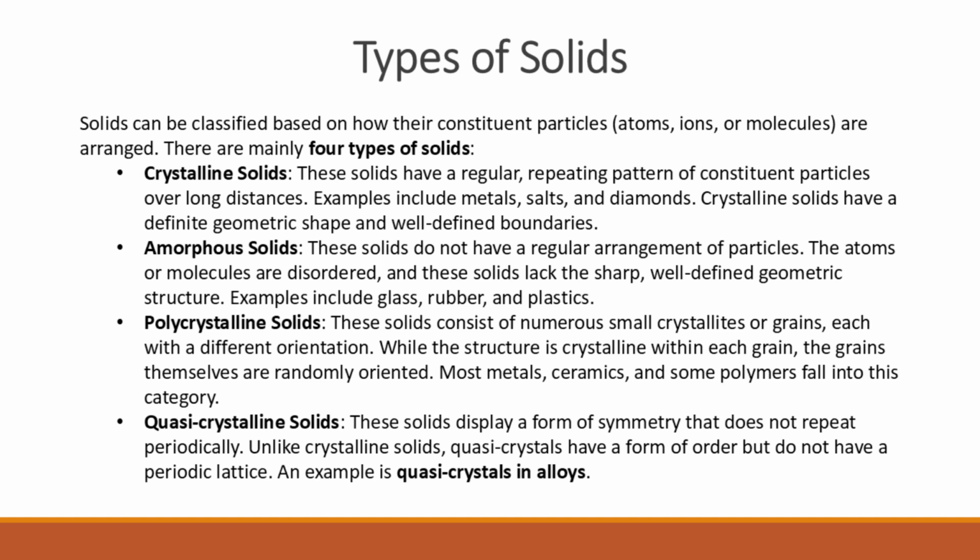Lastly, quasicrystalline solids. These are the most intriguing. They display a form of symmetry that doesn't repeat periodically. Imagine a pattern that's orderly but doesn't follow a strict, predictable rule. That's a quasicrystal, often found in unique alloys.